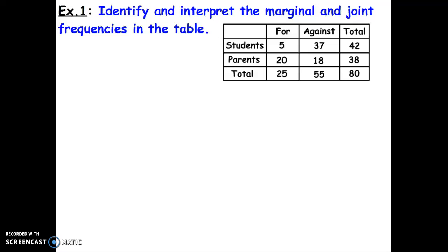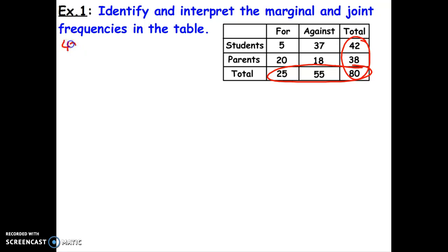Okay, so let's first look at the marginal frequencies. The marginal frequencies are located here. We need to be able to identify what this 42 means, what this 38 means, the 80, the 55, and the 25. Let's start with the 42 and the 38. What this 42 tells us is that there were 42 students who were asked to participate in the survey.